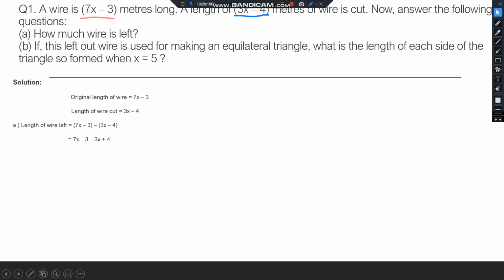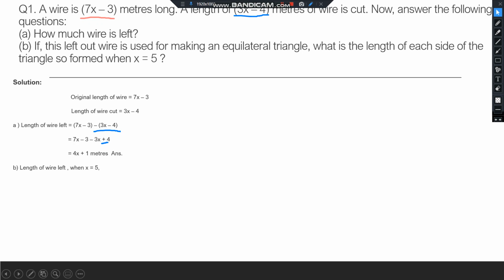When you open the bracket, so you need to open the bracket here again. So here we need to open this bracket. So minus 3x plus 4. Remember again, minus into minus becomes plus. So here we simplify, we get 4x plus 1 meters as the answer of the first part. So this much wire is left. Now length of wire left when x is given 5.